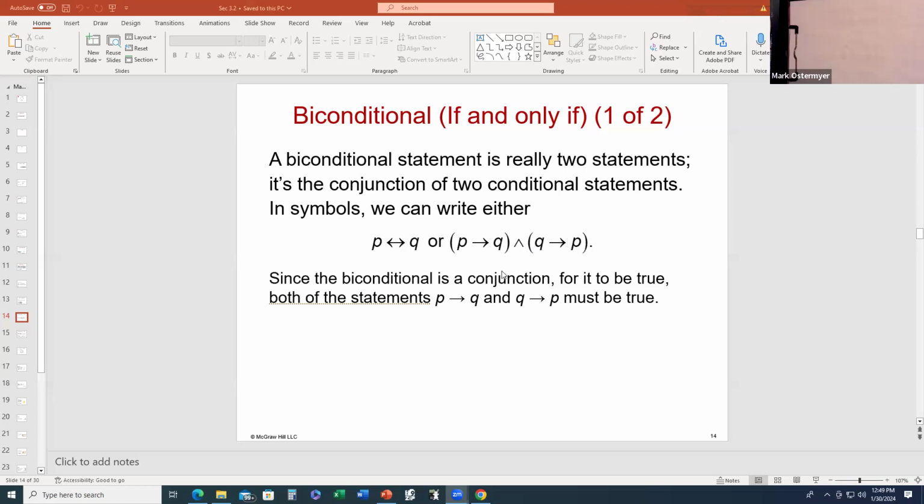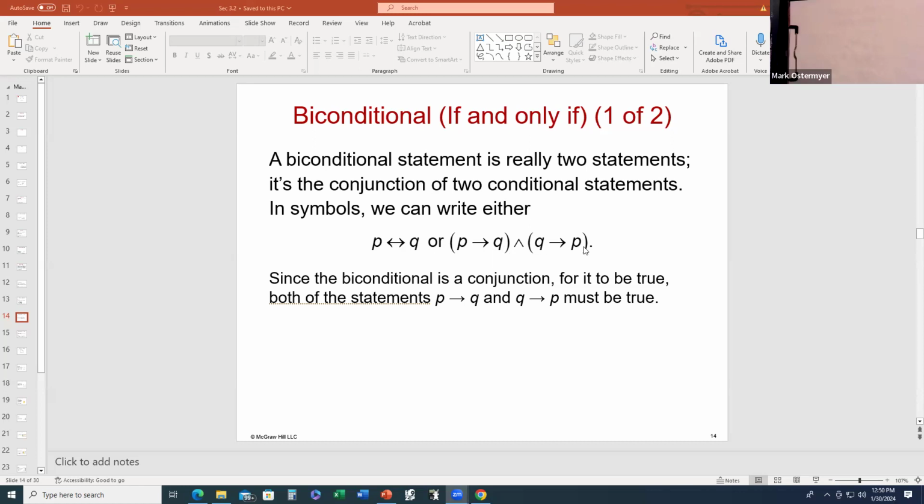Maybe I should pose it this way. If both P and Q are true, would the biconditional be true? Yes. That would be correct, because if P, then Q would be true, and if Q, then P would be true. Here's another case now. If P is true and Q is false, would the biconditional be true or false? If the Cubs win tomorrow and yet get screwed out of the playoffs, false. Because if P is true and Q is false, then if P, then Q is false. Do you agree? Need I even bother with the other one?